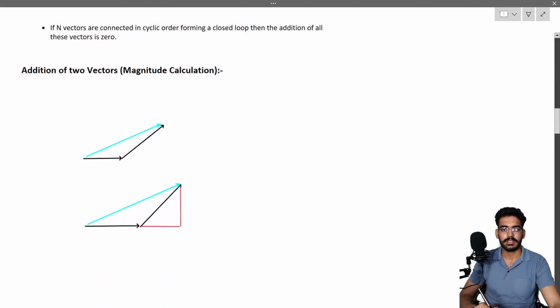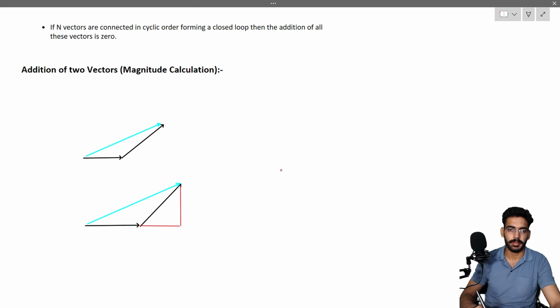Now let's see how to add two vectors by magnitude. Now let's find out the formula by magnitude calculation. We have a vector given here and b vector here, and I want to find out this c vector. I also want to find out this alpha and this beta. These angles also I want to find out. This alpha is the angle between a and the resultant vector, and beta is the angle between b and c, right?